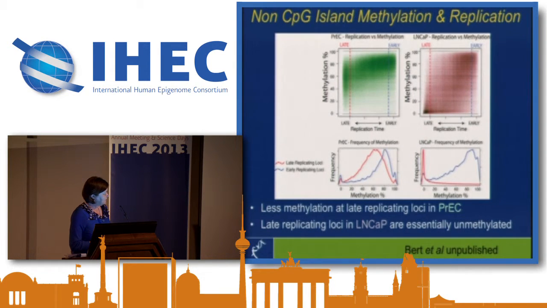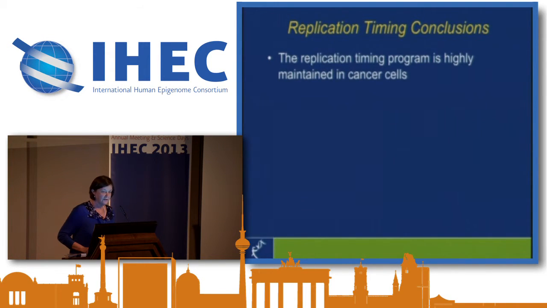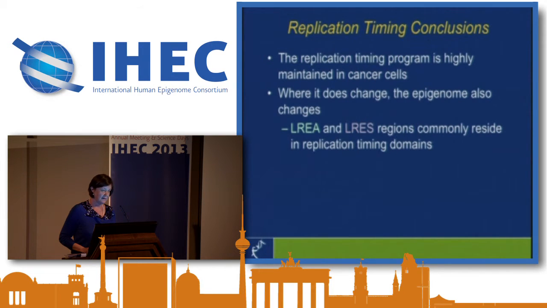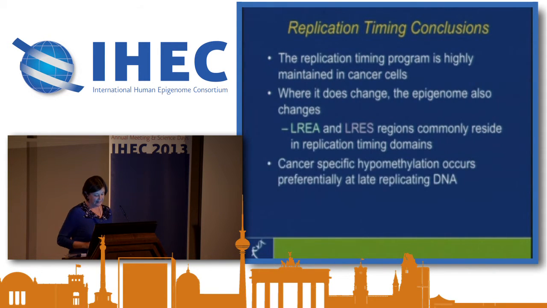So late replication in cancer is essentially unmethylated. So the conclusions I will summarise again is that we're very surprised, I think, to see how remarkably well-timed the replication programming is between the normal and cancer cells. But where it did change, there was a correlation with these regional changes that we found in cancer, be it activation or silencing in the replication timing domains.